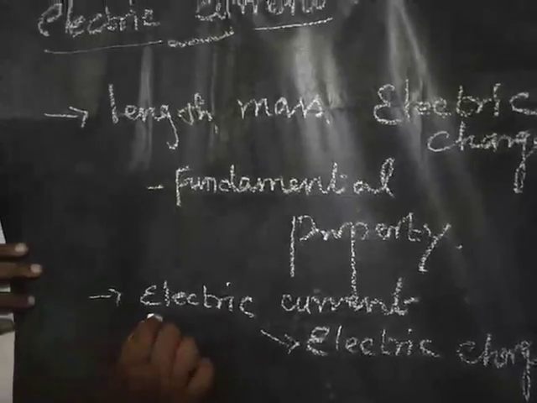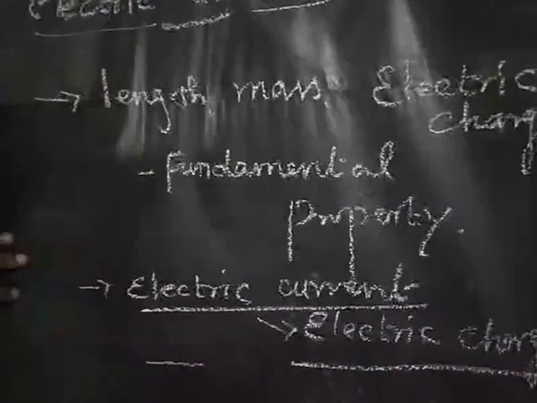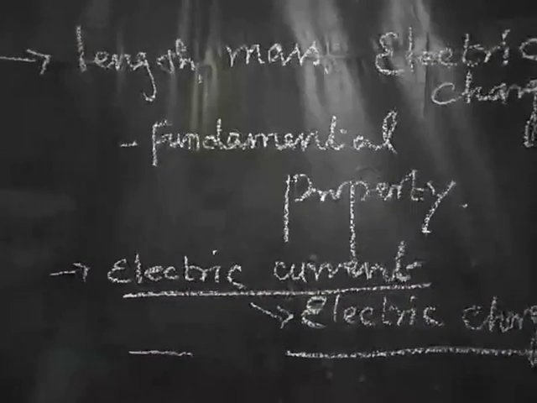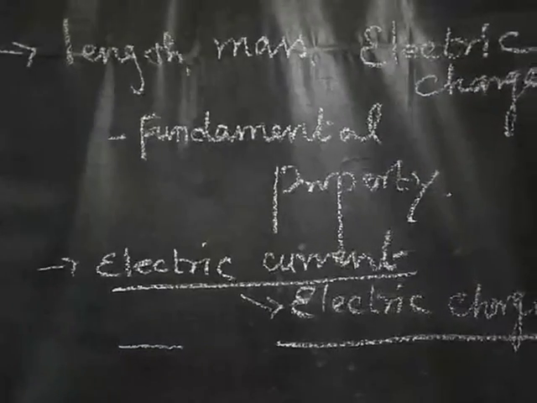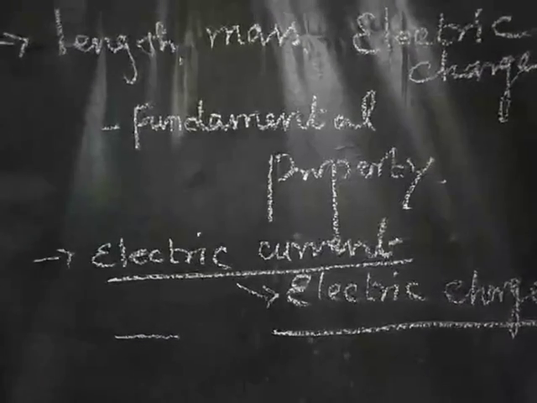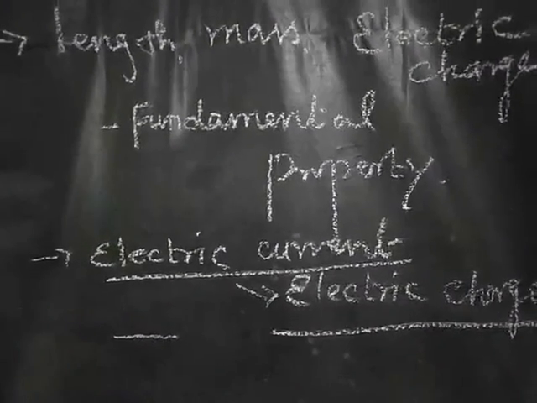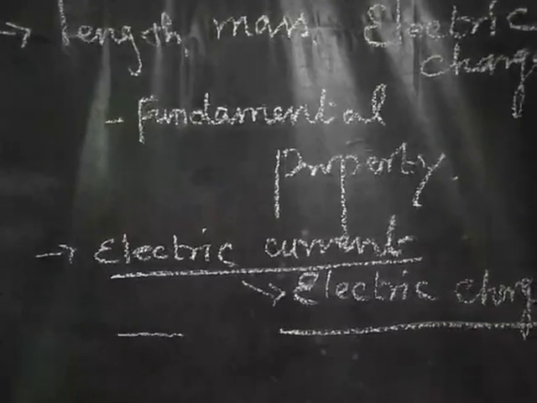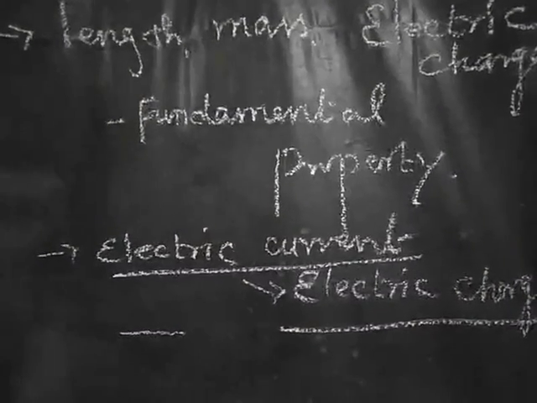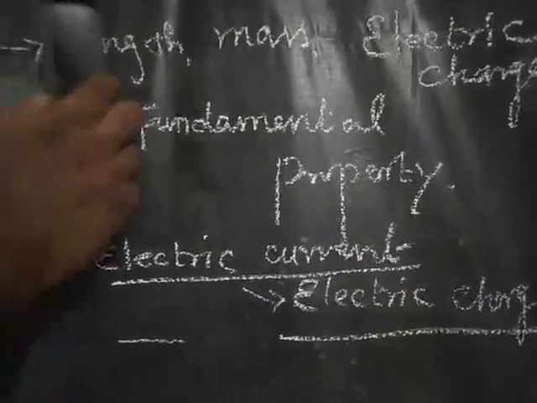So, electric current and electric charges. An electric current consists of what? The moving of electric charges. Electric current consists of the moving of electric charges. So next one, what is meant by electric charges?